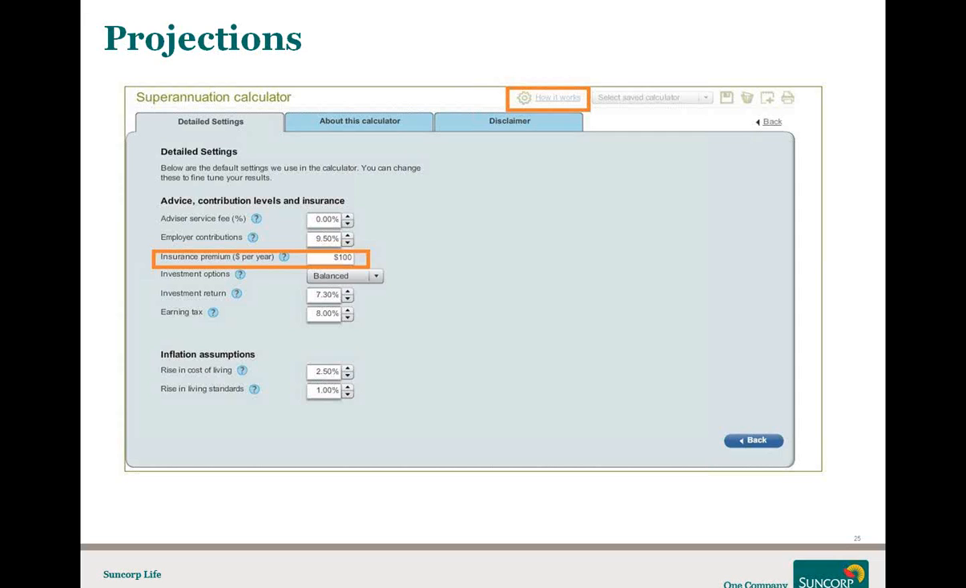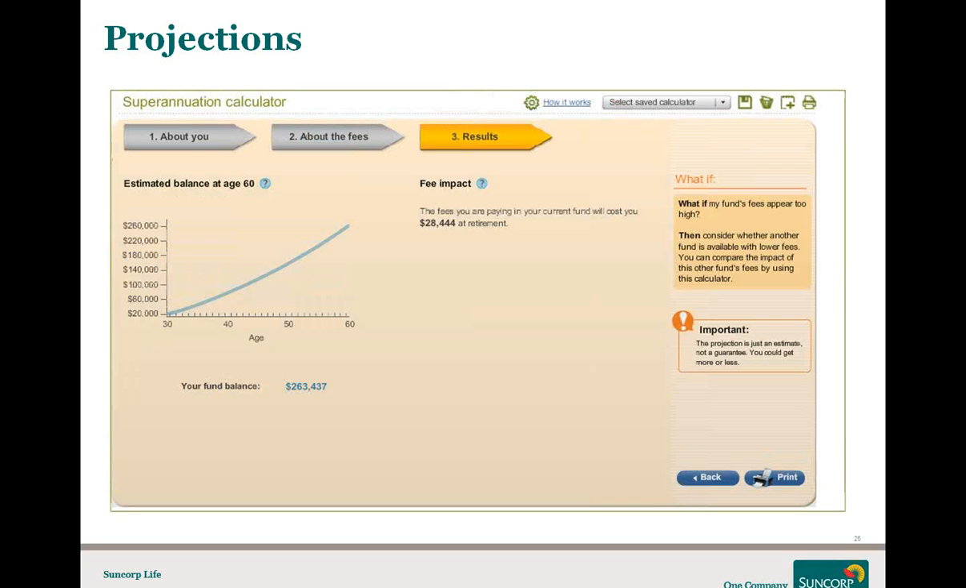This is the most important section in terms of how you actually get that insurance premium and expected return into the calculator. You must click on that How It Works button, otherwise you don't get the field to add that information in. Once you've added everything in, you note down the estimate. Then you need to go back and do the calculator a second time without including the insurance premiums. This will give you the difference in the balance if the client funds it through super, versus if they don't fund it through super.